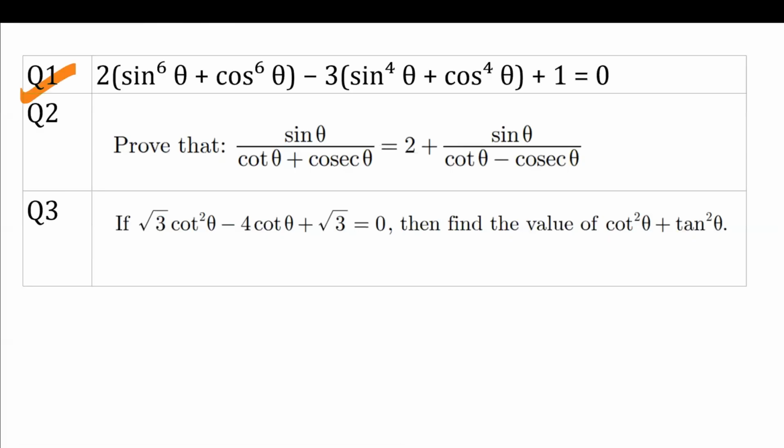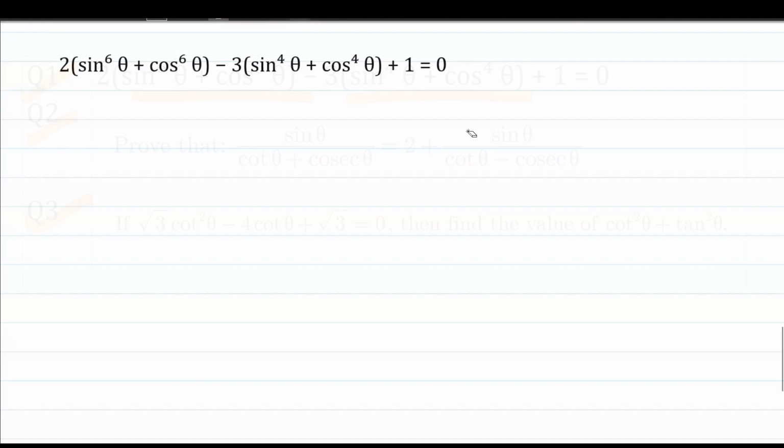In this video, we are going to do these three questions from the trigonometric identities. It also involves application of some algebraic identities like a cube plus b cube. So let's begin with the first question.